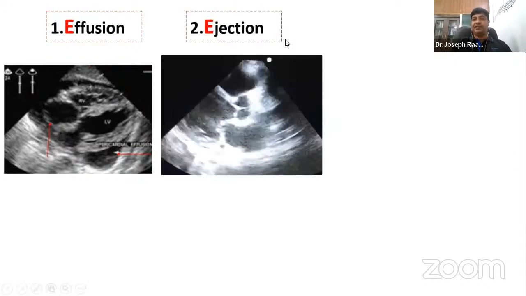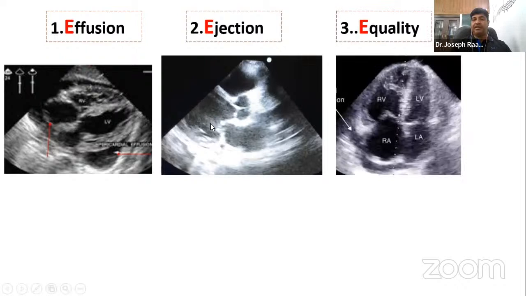The second thing is ejection. In other words, we are assessing the systolic function, which I already told you how to assess. The third is equality. This is basically for the right ventricle. You just look at the shape of the right ventricle and left ventricle and compare.